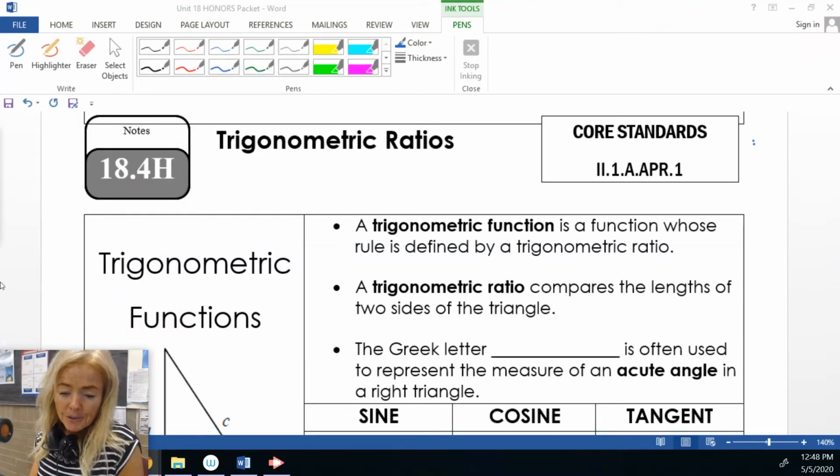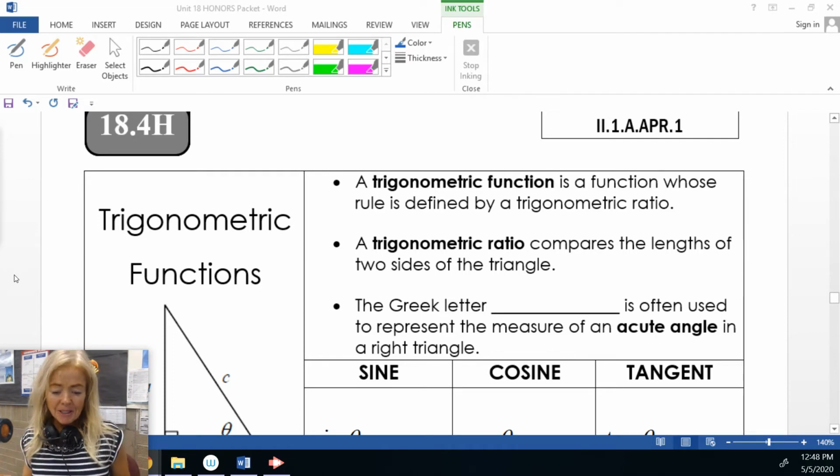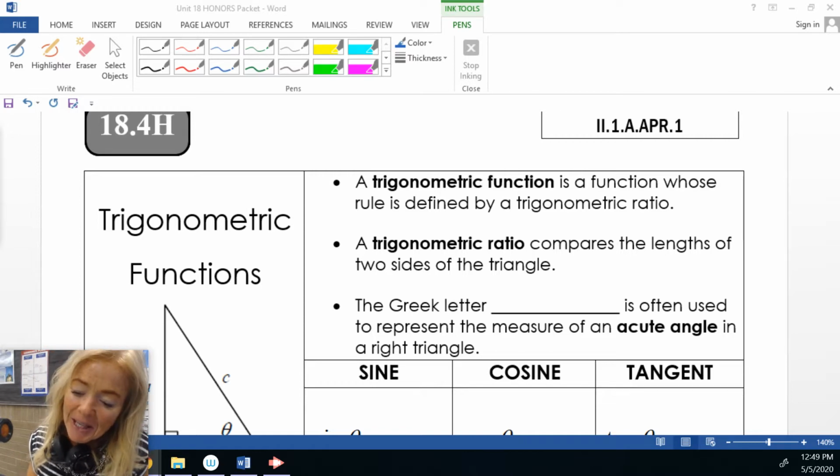18.4 is trig ratios, and that's pretty much what we talked about last time. What we just discovered with 18.3, we discovered what we're going to learn in 18.4. So it was mostly a discovery lesson that will help you understand what we're learning right now. What we're learning are the trig functions. I mentioned them in the last video, so hopefully you'll remember that little bit of background information that you just recently obtained.